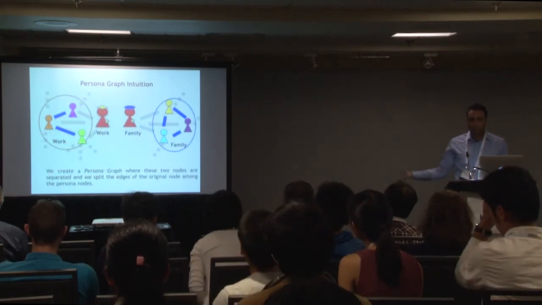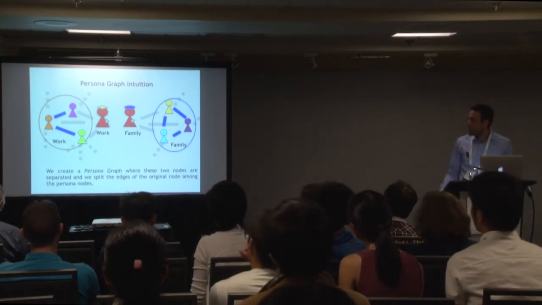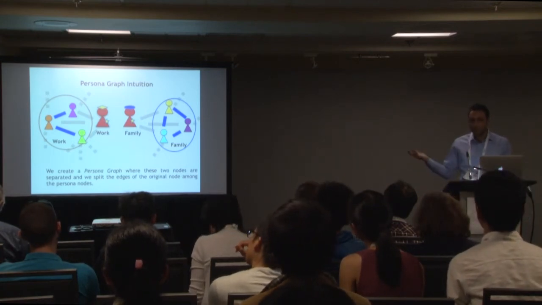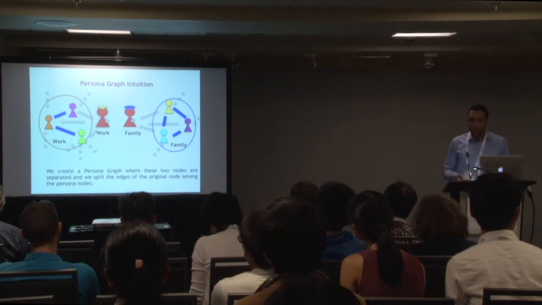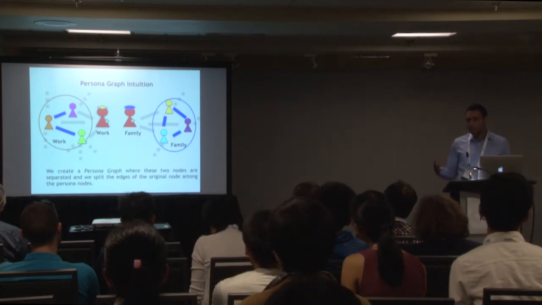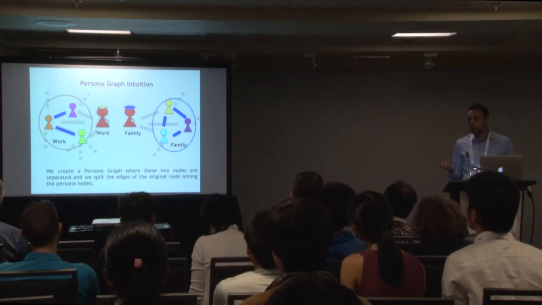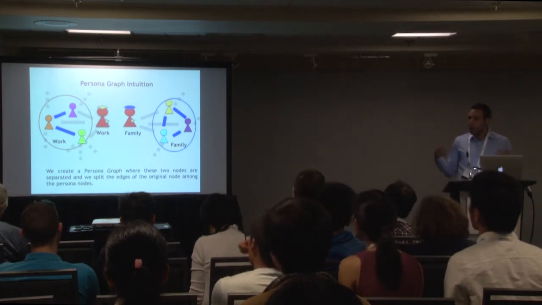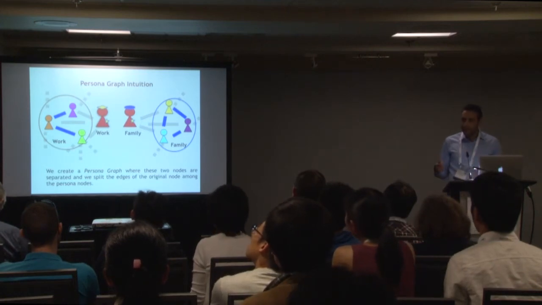We create two nodes, one that represents the instantiation of this node in one community, let's say the work community, and another that represents the instantiation of this node in the family community. Now we have a new graph, which we call the persona graph, where each node in the original graph is split or not, depending on the situation, into multiple nodes, which we call the persona nodes of the original node.